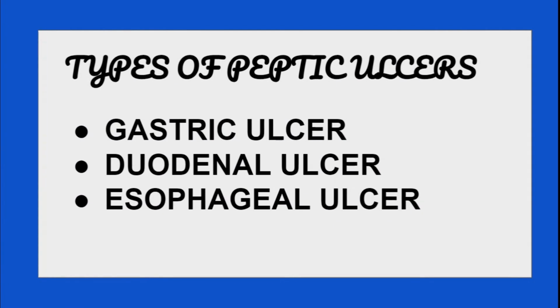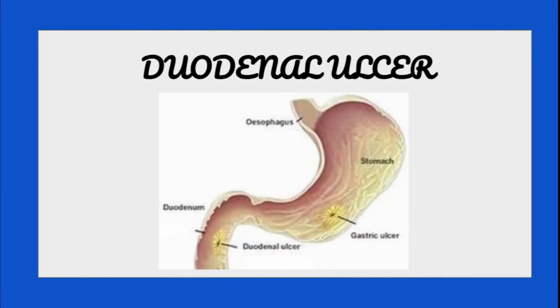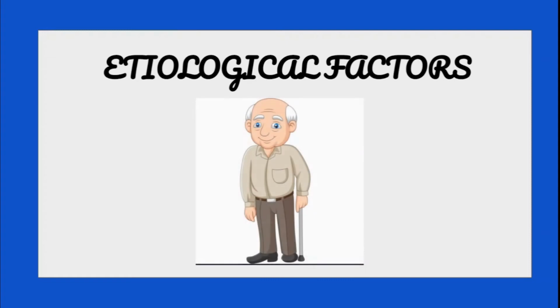Let us go to the types of peptic ulcer. The types are gastric ulcer, duodenal ulcer and esophageal ulcer. We will be discussing gastric and duodenal ulcer in detail because esophageal ulcer doesn't commonly happen. Gastric ulcer, as I said earlier, happens in the pylorus. The pylorus is the opening between the stomach and duodenum. Then we have the duodenal ulcer, that is ulcer in the duodenum, the first part of the small intestine.